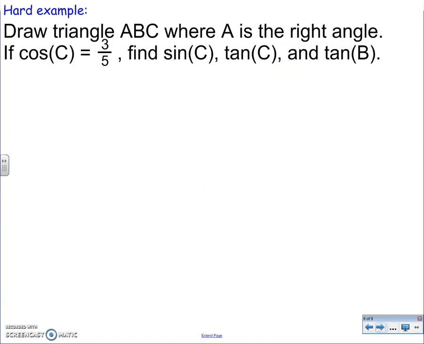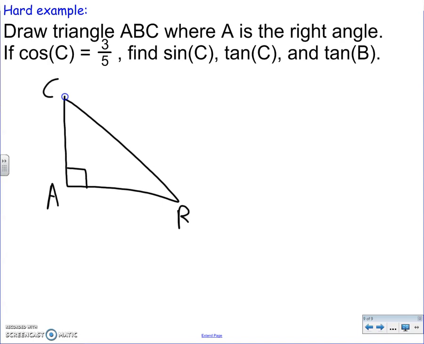All right, last slide. Here's a hard example. Draw a triangle ABC where A is the right angle. So first let's draw it. I'll draw a right triangle like this. The letter order does matter. A must be the right angle, so this must be A. Now C and B can be wherever you want. Let's do this, C. All right, so it's A, B, C.